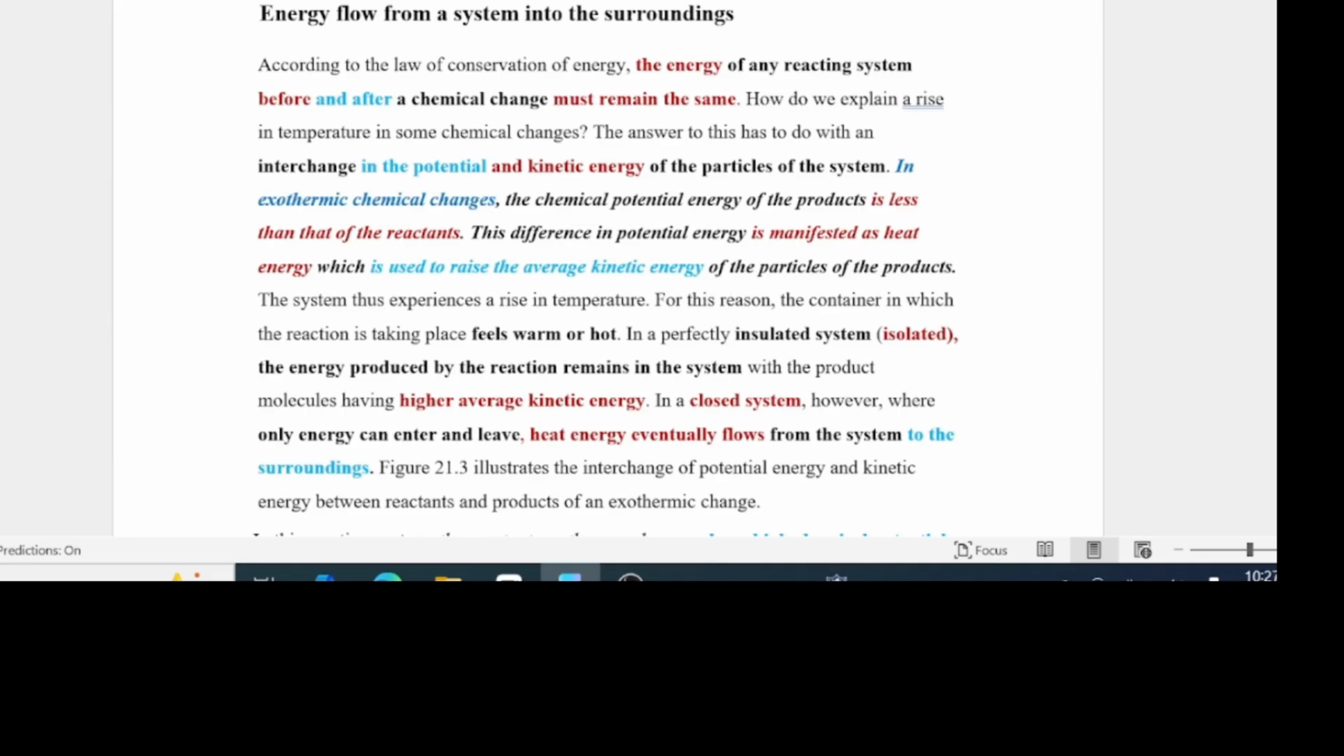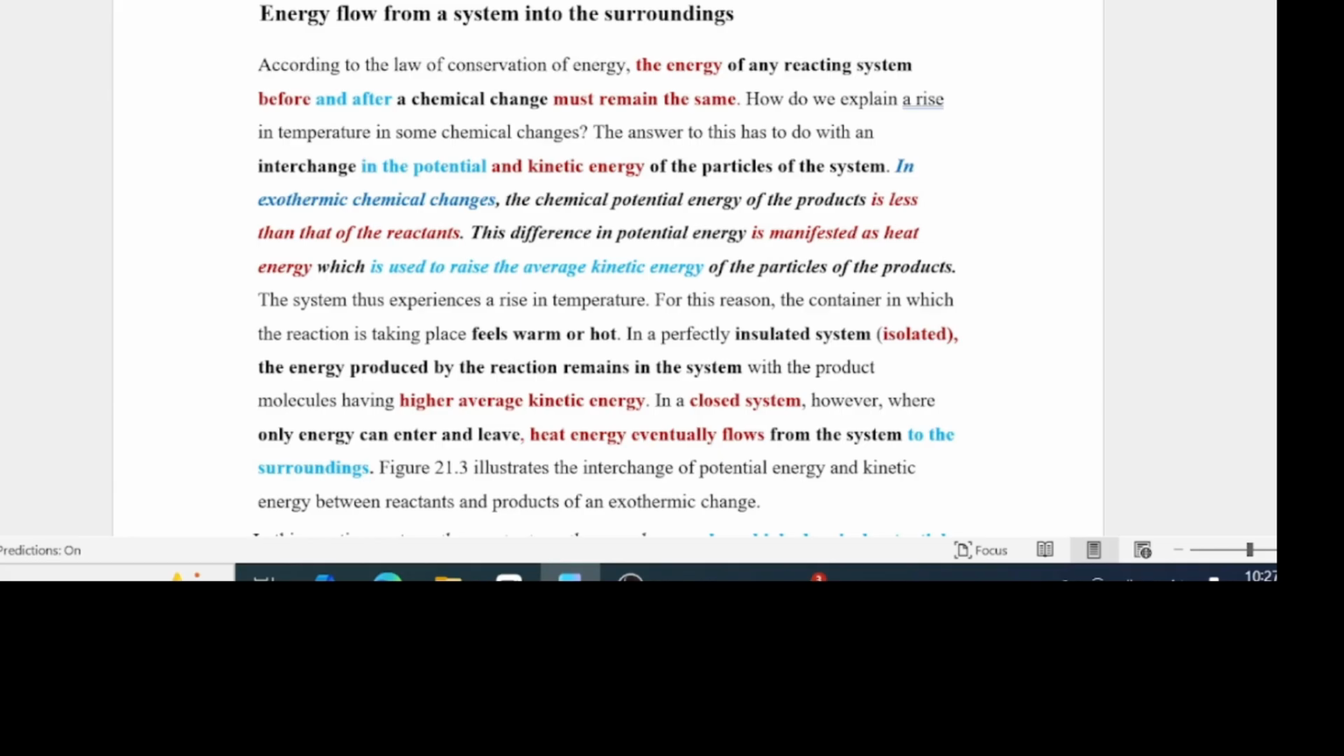The answer to this has to do with an interchange in the potential and kinetic energy of the particles of the system. In exothermic chemical changes, the chemical potential energy of the products is less than that of the reactants. This difference in potential energy is manifested as heat energy, which is used to raise the average kinetic energy of the particles of the products. The system thus experiences a rise in temperature. For this reason, the container in which the reaction is taking place feels warm or hot.